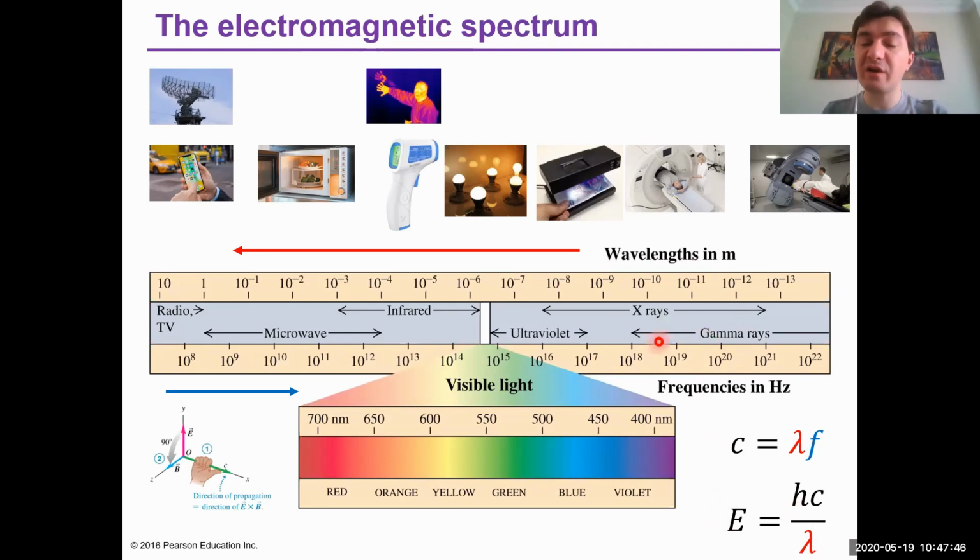So for X-rays and gamma rays, we have very energetic electromagnetic radiation. For this reason, we have different types of applications with X-rays and gamma rays because they have very huge energies compared to the radio waves and microwaves.